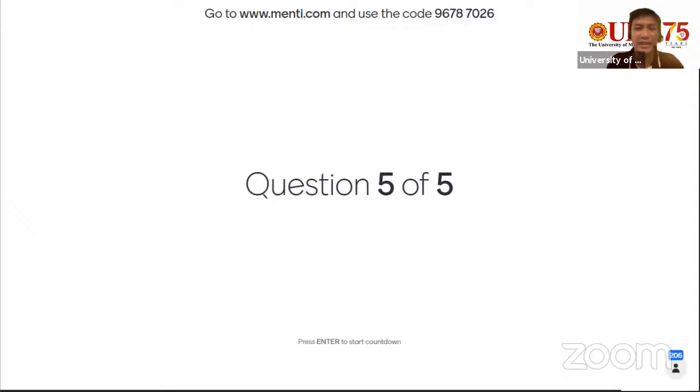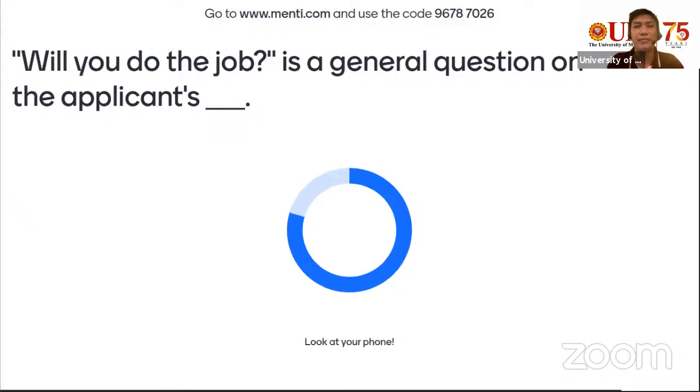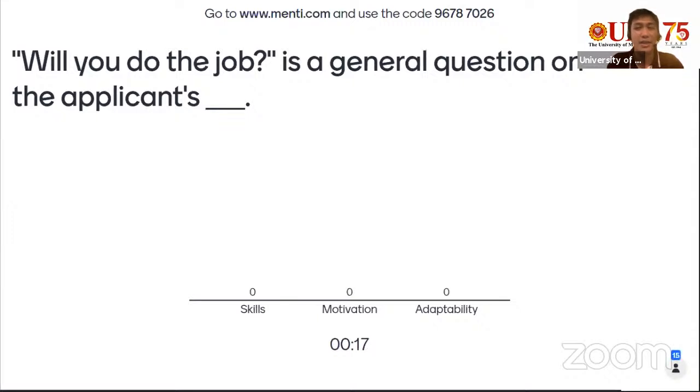Question 5 of 5, the last question for this energizer. Answer fast to get more points. "Will you do the job?" is a general question on the applicant's blank: skills, motivation, or adaptability?